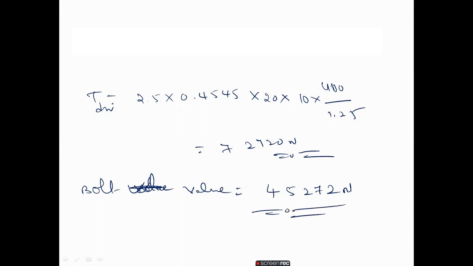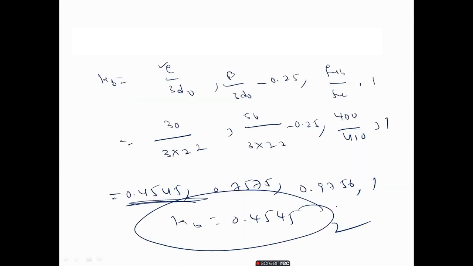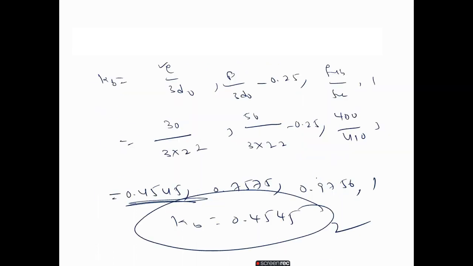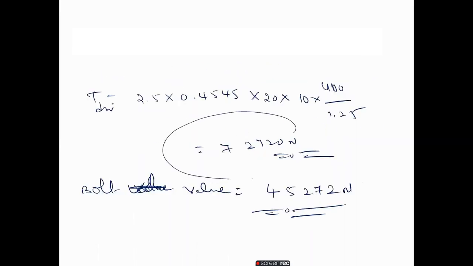So we have to take that one here. You see here we got 45,272, and if you observe here we got 72,720. So the least one is 45,272. In case of single shear, the bolt value is usually governed by the value in single shear. Now we have two conditions.